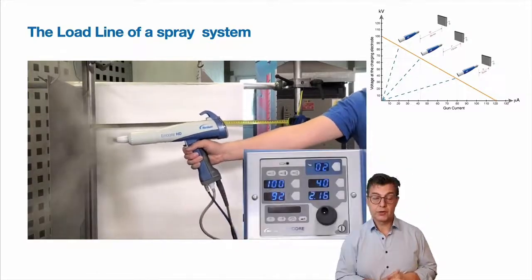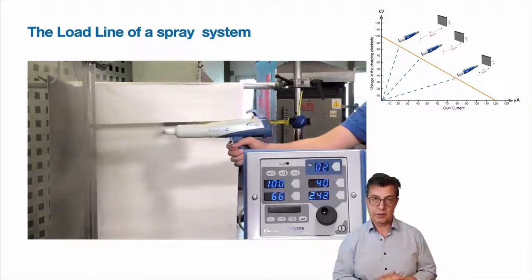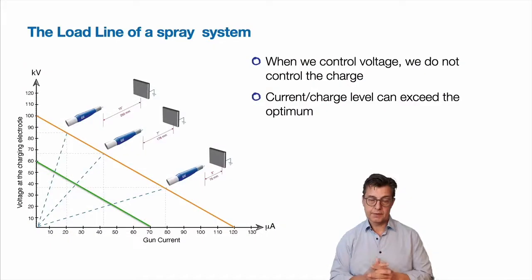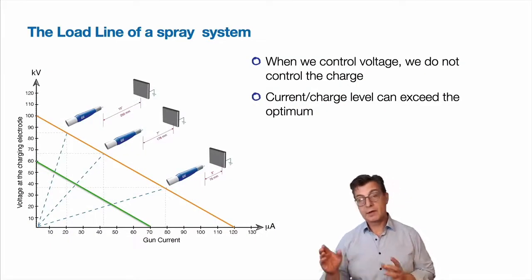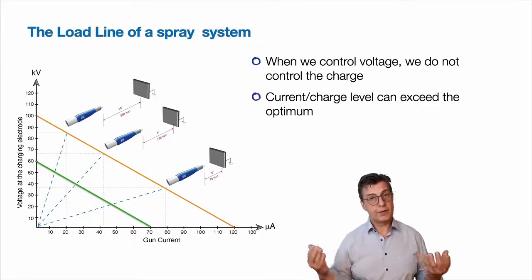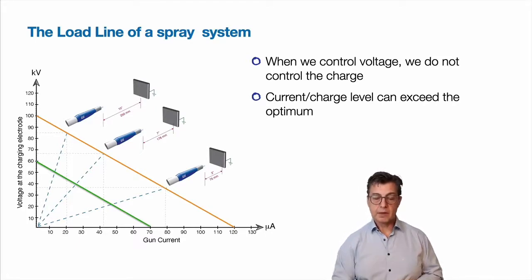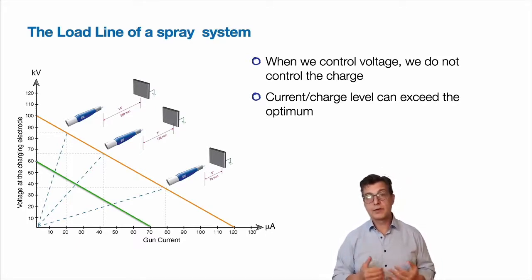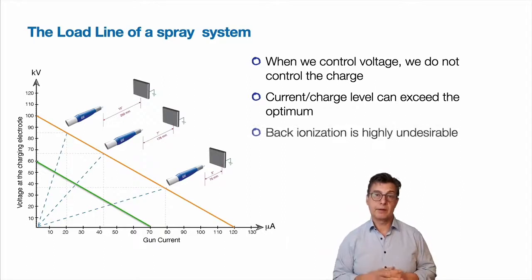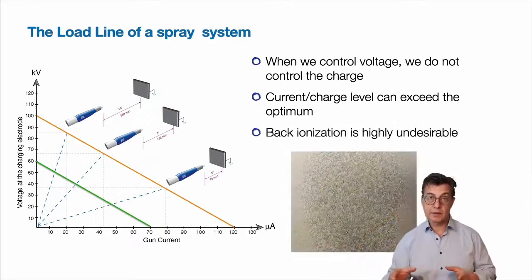When we control voltage, we do not control the charge. The charge is current. The current level can exceed the optimum if we allow it to change uncontrollably based on the changes in the gun-to-part distance. And the back ionization, which develops when we exceed the recommended charge level or recommended current level, is highly undesirable.